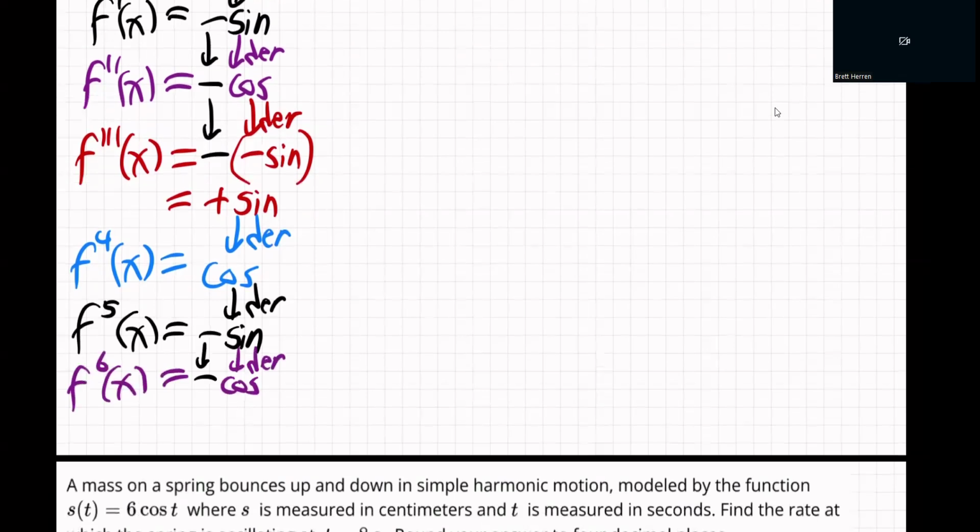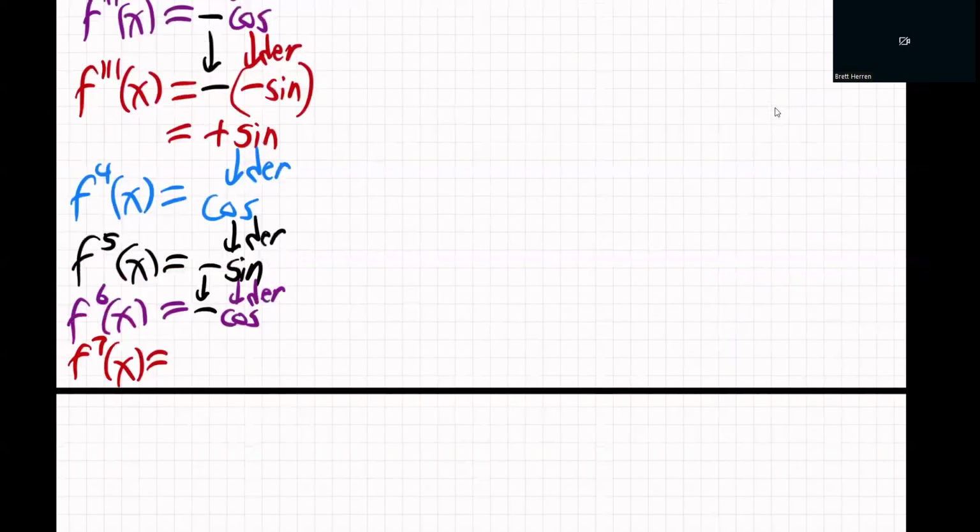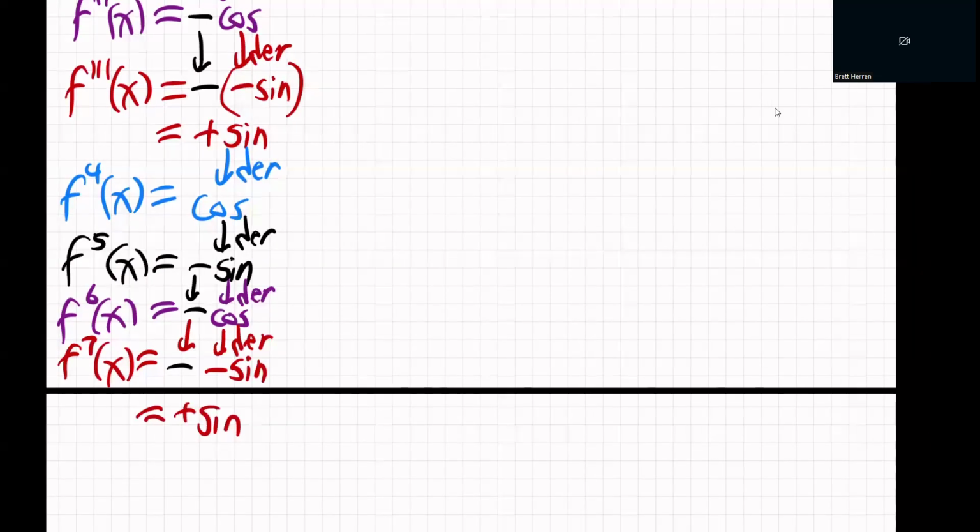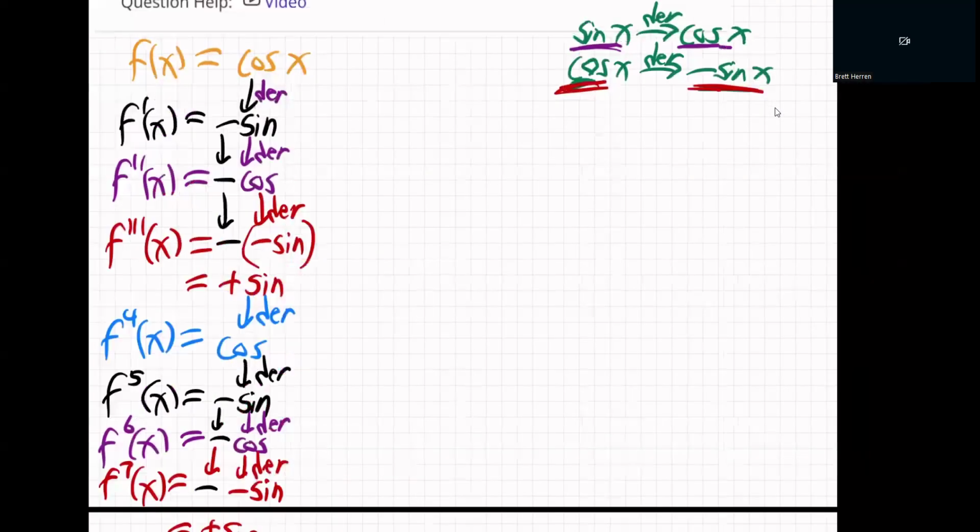Okay. And then what's the seventh derivative? Well, again, the minus will sit in the front. And then we have derivative cosine is negative sine. So we get the double negative. It's positive sine. Do you see this rotation that's happening? We've got this pattern.